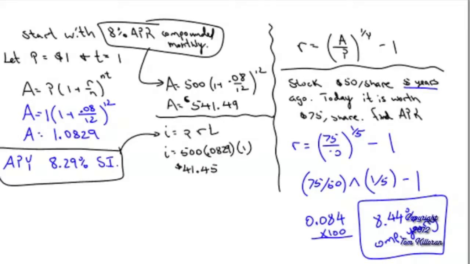Compounded yearly. This is an account that would be compounded yearly. It's not easy to do with compounded monthly because it gets tricky. Would you use the division key or the fraction key? Personally, stick with the division key. The fraction key does not work with decimals. I'm not using it. Parentheses, 75 divided by 50, parentheses, 1 divided by 5, end the parentheses, minus 1. Okay.